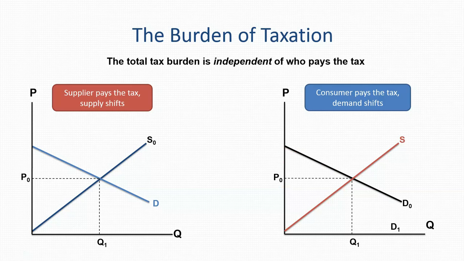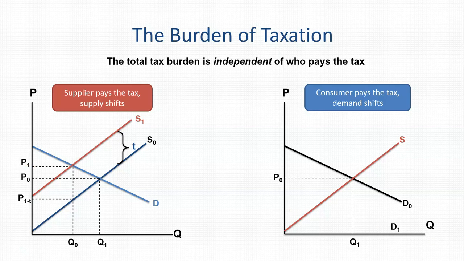So in the graph on the left, again, we impose a tax on the suppliers that shifts the supply curve vertically up by the amount of the tax. We end up, as we just saw, with a higher price of P sub 1. Consumer surplus and producer surplus will shrink as a result.